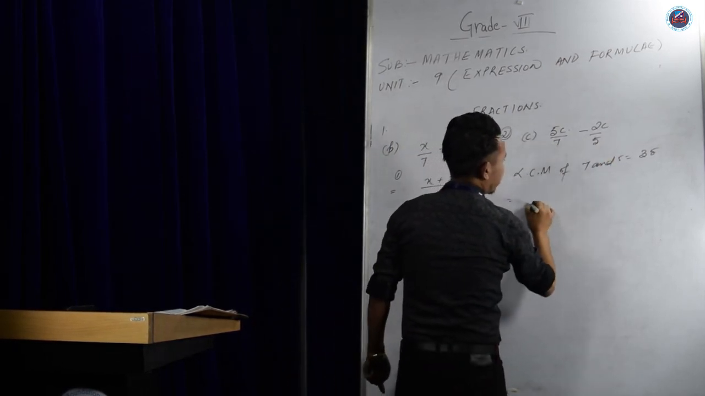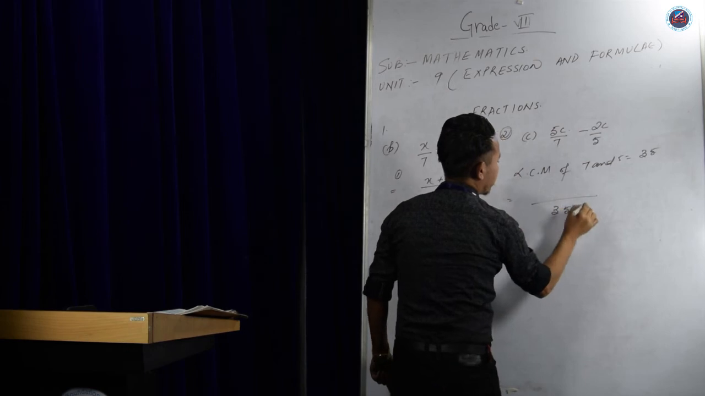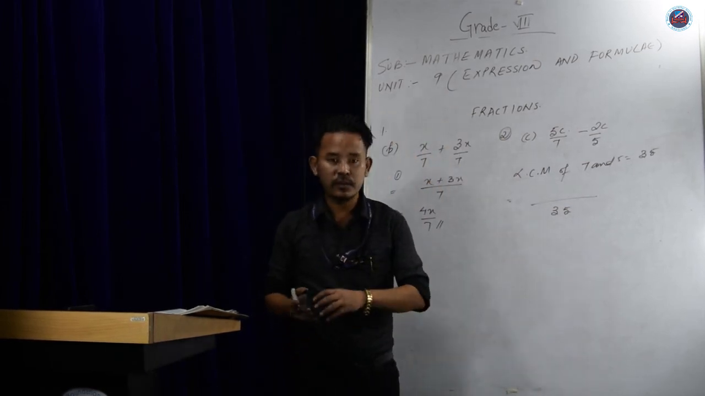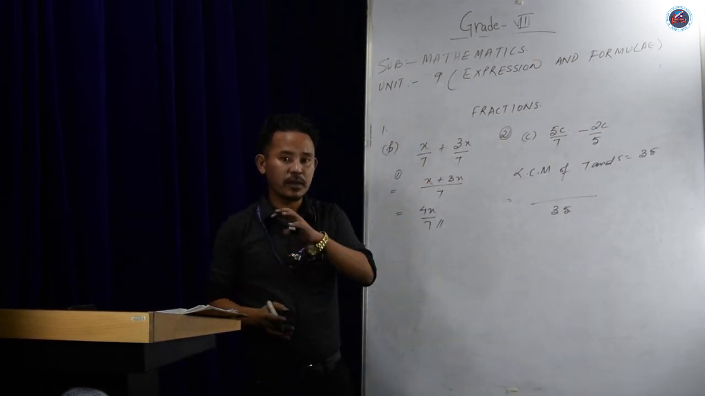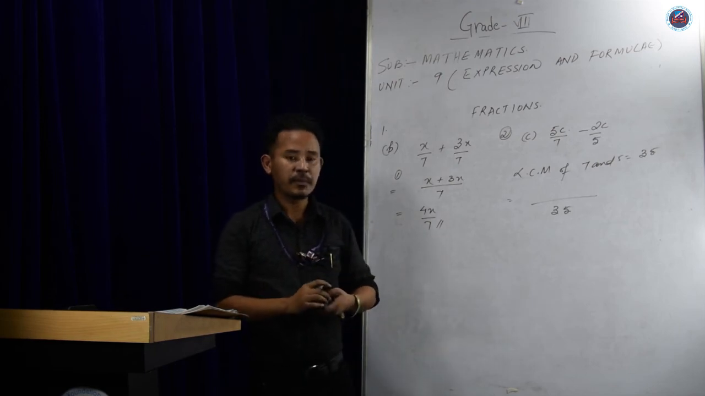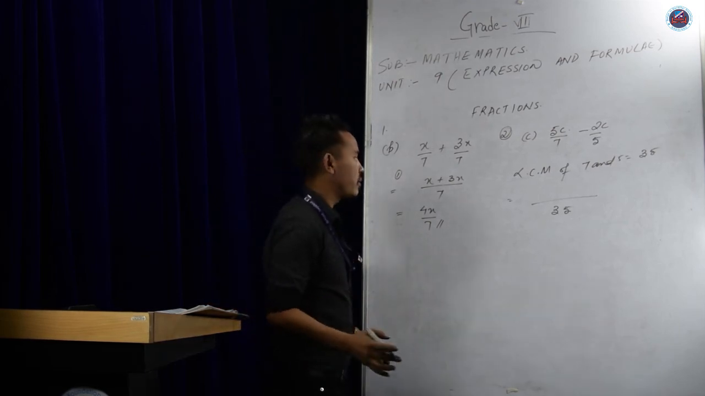7 and 5, the LCM we get is 35. So let's go in the traditional way, because when you go in the traditional way, it becomes simpler to understand, easier to understand also.